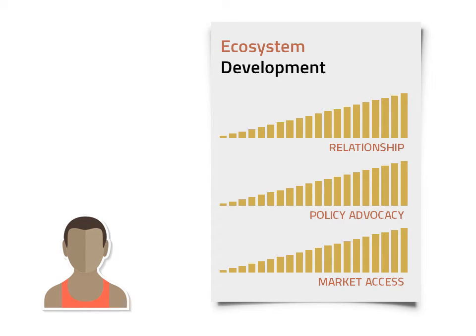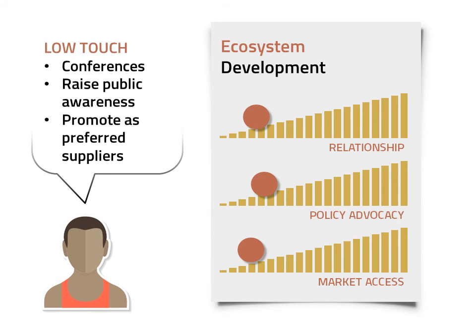Ecosystem development is the work to create conditions of support for the cooperative business. For an individual business, this could mean finding good customers, suppliers, workers, or sources of capital. Ecosystem developers build relationships to increase all of these. For a community, a regional economy, or an industry supply chain, ecosystem building could encompass policy work, public relations, or movement building. A low-touch developer in this area might bring cooperatives together in conferences, raise public awareness about the benefits of worker cooperatives, or promote co-ops as preferred suppliers.